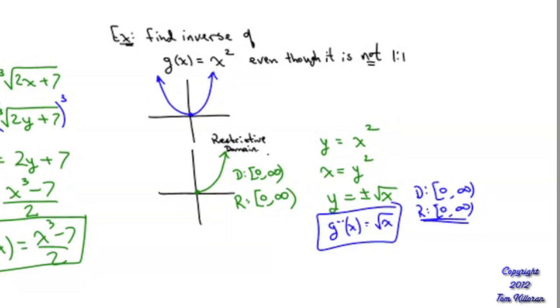That's not the only restriction I can make on the domain. If I come back to x squared, the graph looks something like this. What if I chose the other branch, the one that starts here and goes to the left? What's the domain of this function? Negative infinity to 0. And what's the range?